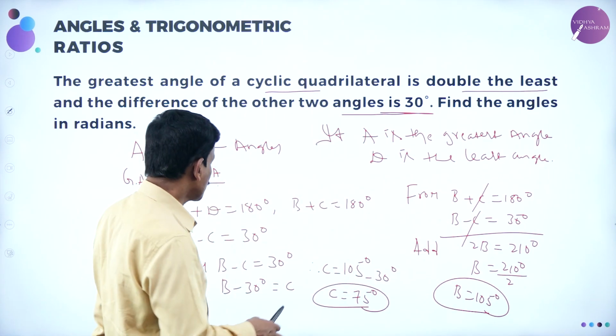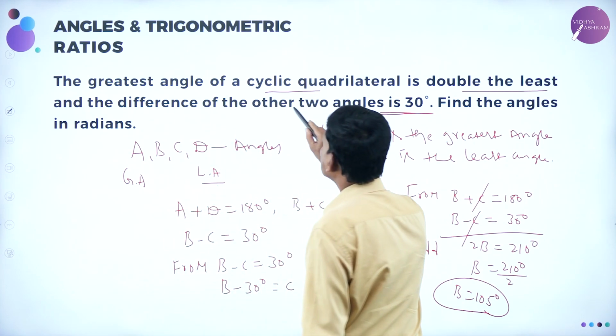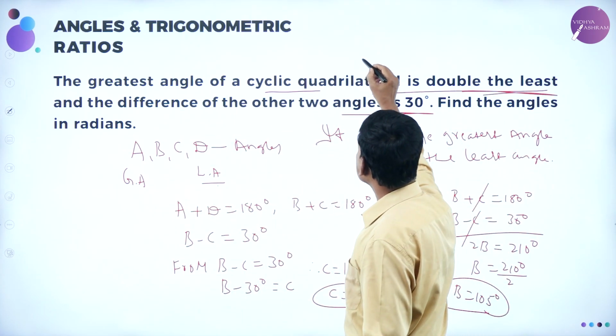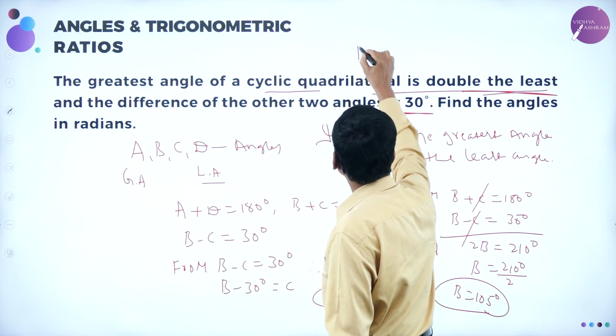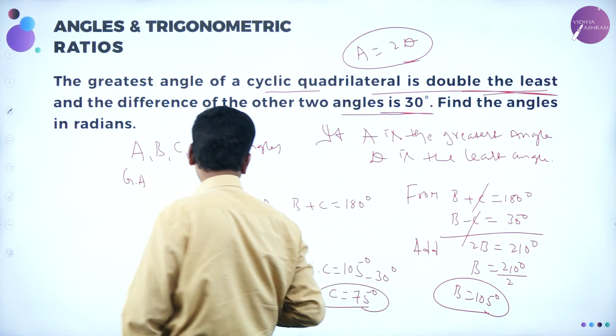So, here what are the values we got? B and C. Now, one other condition is given. The greatest angle of a cyclic quadrilateral is double the least. The greatest angle is A, which is double the least, meaning 2 times D. Given A is equal to 2D.